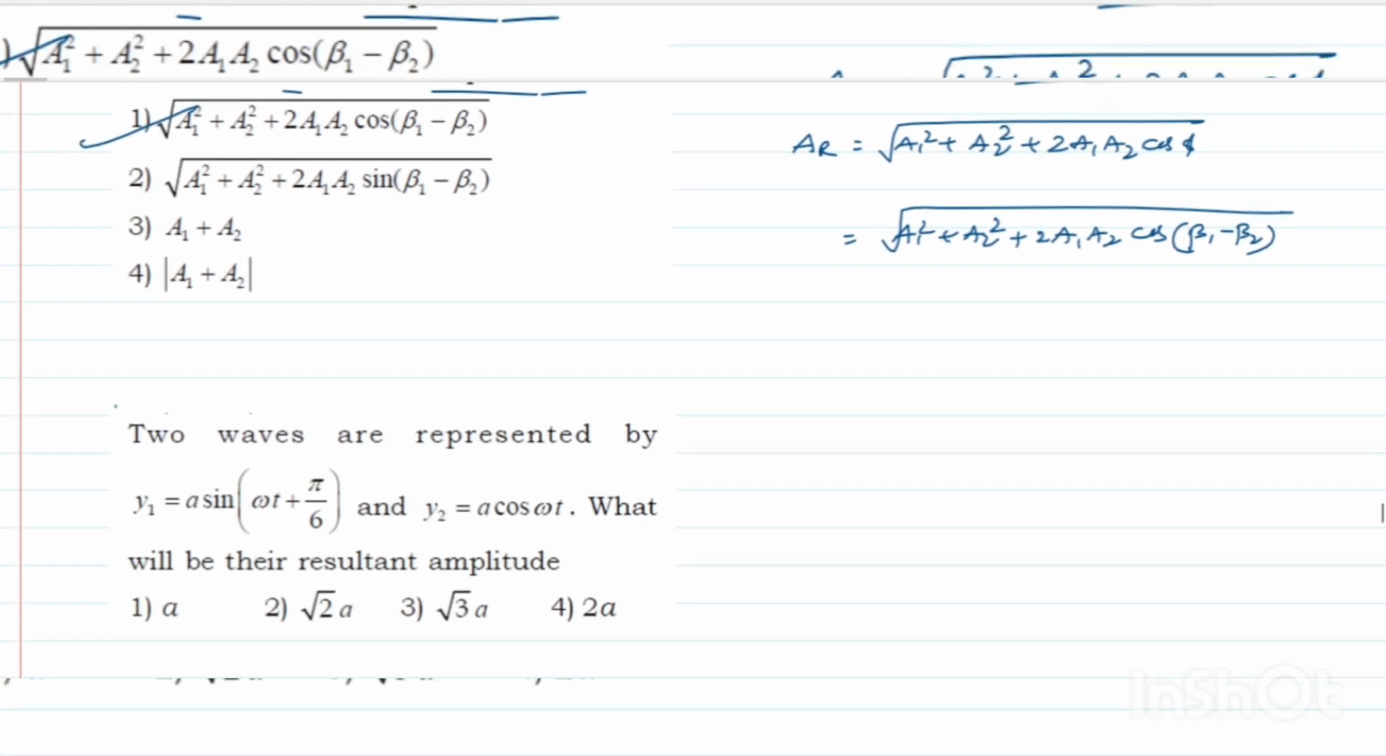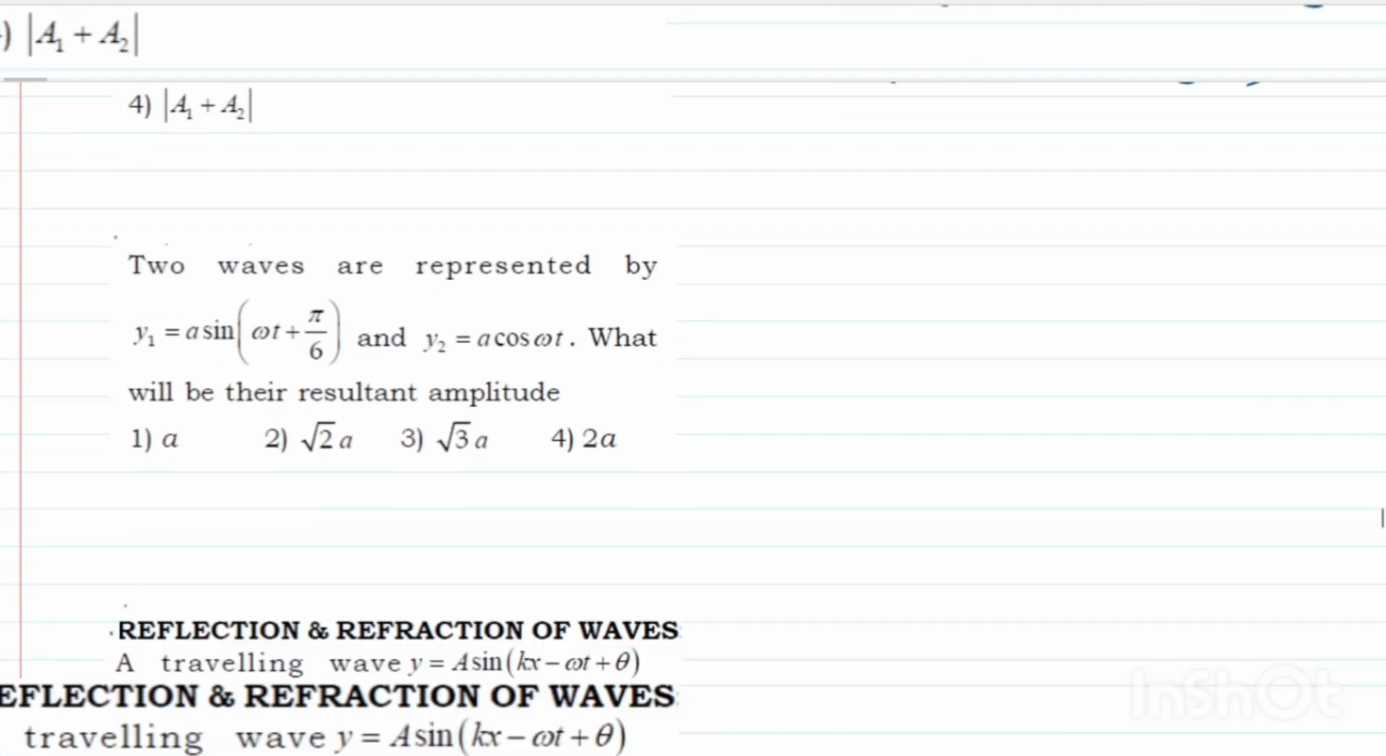Let us see the next question, students. Two waves are represented by y1 equal to a sin(omega t plus pi by 6) and y2 equal to a cos omega t. What will be the resultant amplitude? Y1 is given in sine form, and the second equation is in cosine form. You just convert it into sine form to get the phase difference. So a into sin(90 plus theta), which is sin(omega t plus pi by 2), which is nothing but cos omega t.